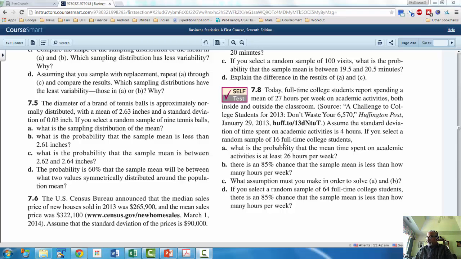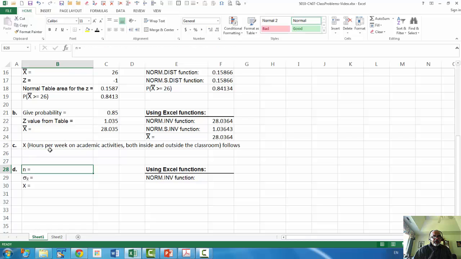So, for x bar to be normal, we need at least 30 in sample size. Since sample size is 16, then for us to be able to use normal distribution for x bar, the population must also follow normal distribution, because you need 30 or more for us to not make any assumptions about the original population. So x, the hours per week on academic activity, follows normal distribution. That's the assumption that we have to make.